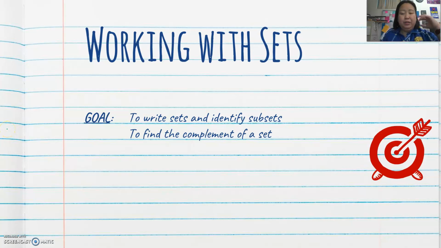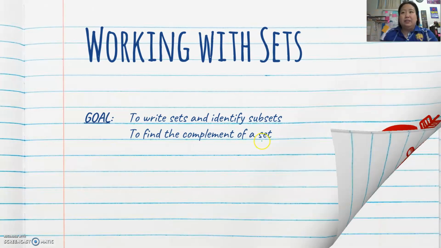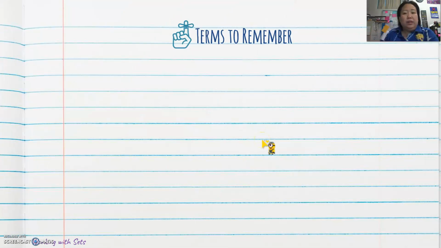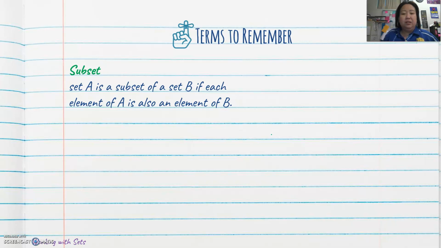All right, so continuing our discussion on working with sets, we will still be talking about subsets, and this time we also have to find the complement of a set. A few more things that we need to remember. When we say a subset, it's a smaller set that is found in a bigger set, which means any element from the smaller set will always be found in the bigger set. That's why it's called a subset.